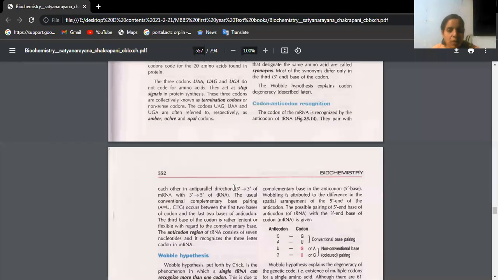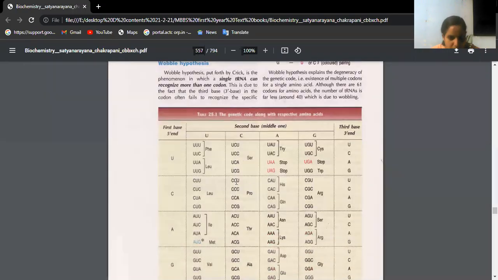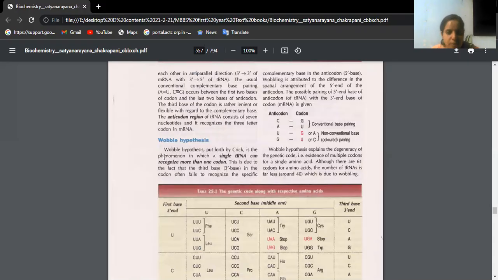One more thing we should learn in the Wobble hypothesis is, if you observe these multiple code words, the first two nucleotides are the same: UC, UC, UC, UC, CU, CU, CU, CU, AC, AC, AC, AC, but only the last one is different, isn't it? U, C, A, G is the last letter you are finding. That means the last letter is generally overread by tRNA. Only the first two are taken as standard, based on which the amino acid will be brought to the site of protein synthesis. That's the Wobble hypothesis.